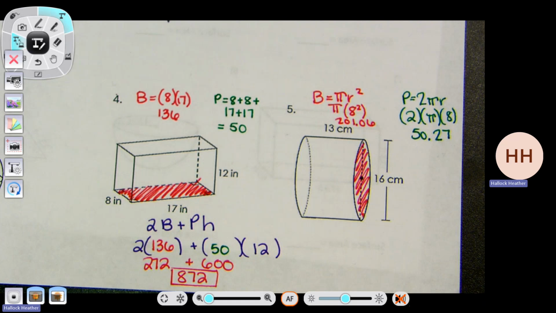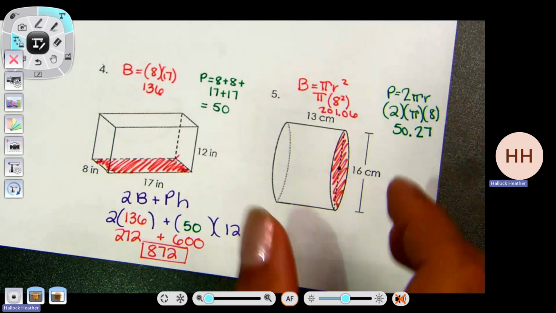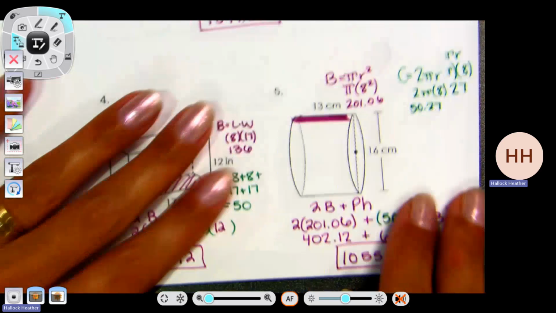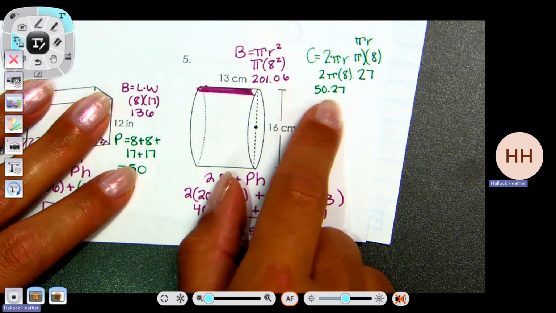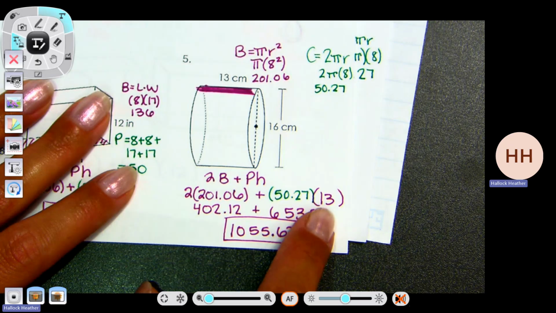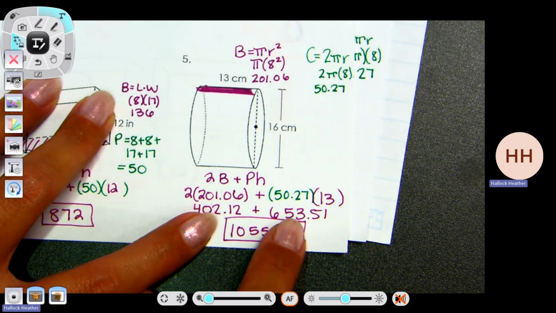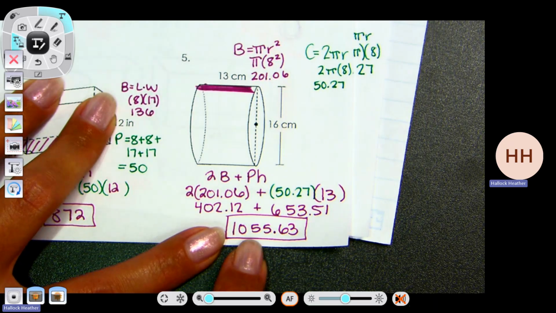Okay, so you should have got that. Once you have that, you should have plugged them in. So once you have B and you have your circumference, which should have been 201.06 and then 50.27, you're doing 2 times big B, and then you have perimeter times your height. Your height is 13, although your soda can has fallen over. The height of the soda can is still 13. You multiply them individually, and then you add them together to get 1055.63-ish.